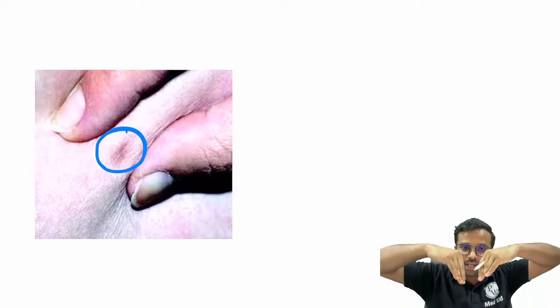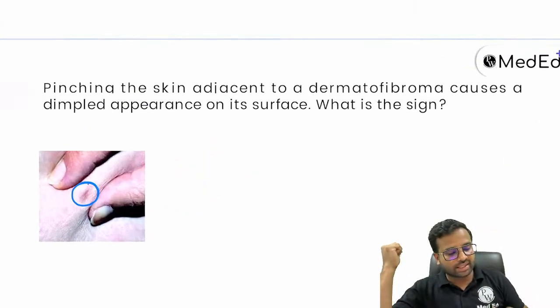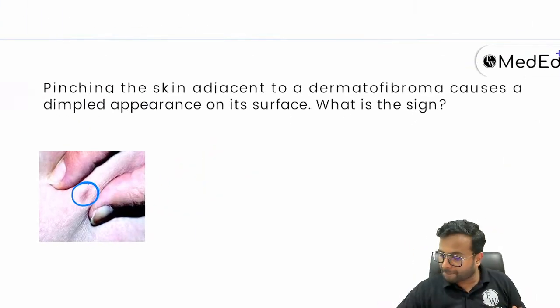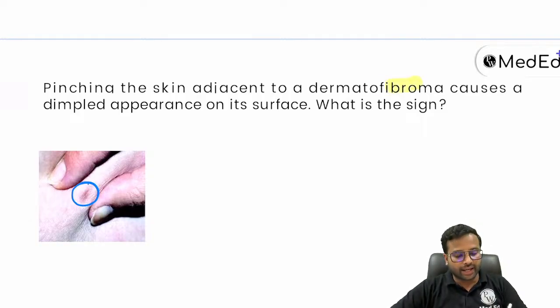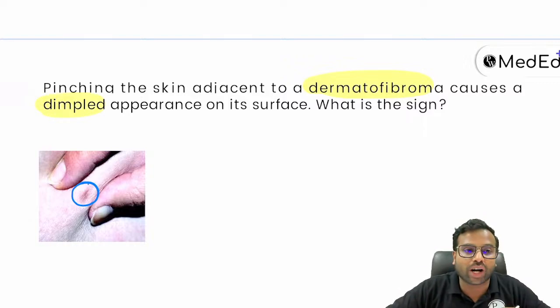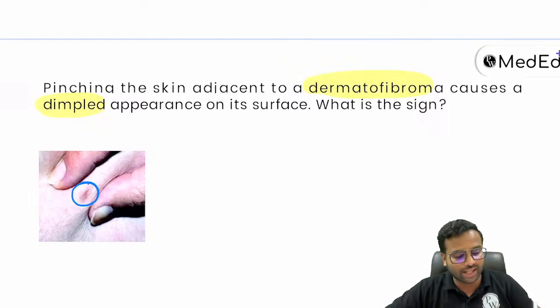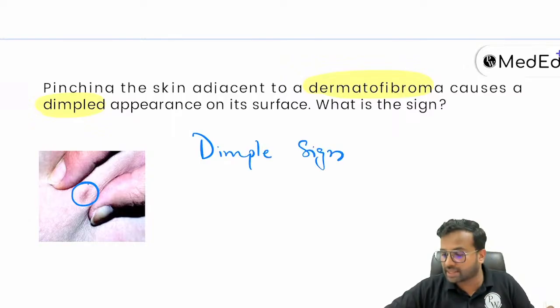So once it goes beneath the skin, what happens? There is a dimpling. So this sign, what is it called? Try to make a guess. What is the sign that you see in dermatofibroma when you try to pinch the lesion? Then the question itself is giving you a clue. Dimpled appearance. So this is called dimple sign. It is called dimple sign.